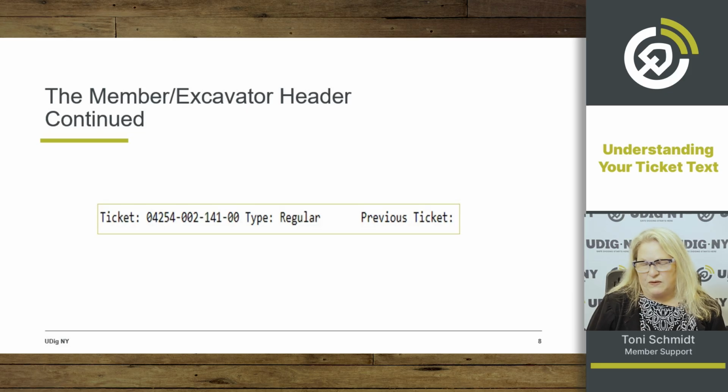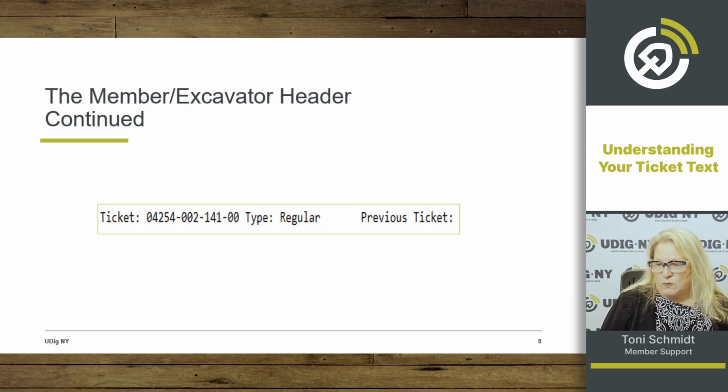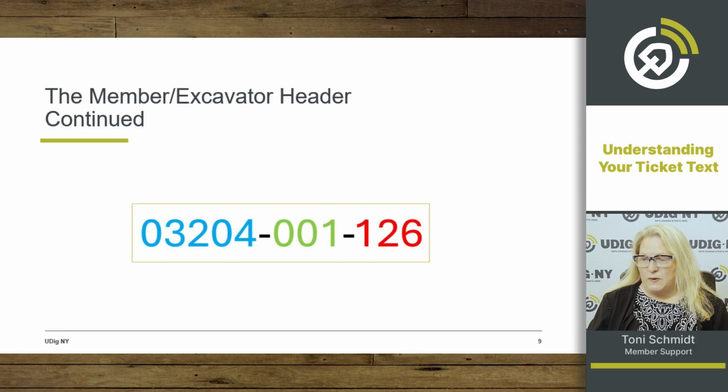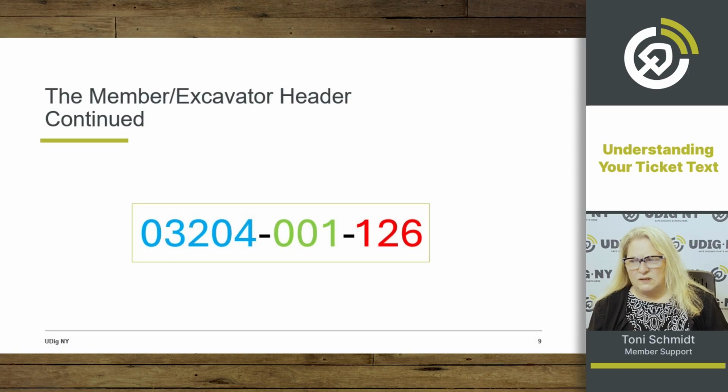And following the ticket type is the previous ticket field. Most of the time, this field will be blank. If there was a ticket that had a change resulting in a new ticket number, you would view the previous ticket number here. Reviewing a ticket number, we are often asked, does a ticket number mean anything? And is it helpful to anyone outside of just a reference number?